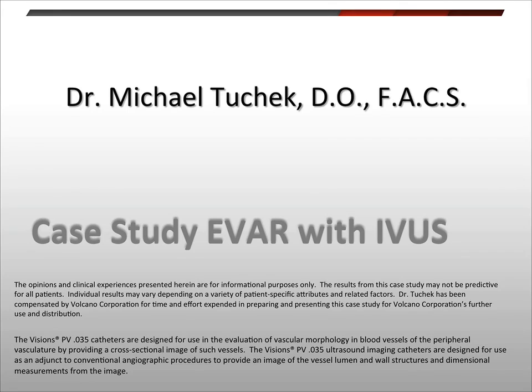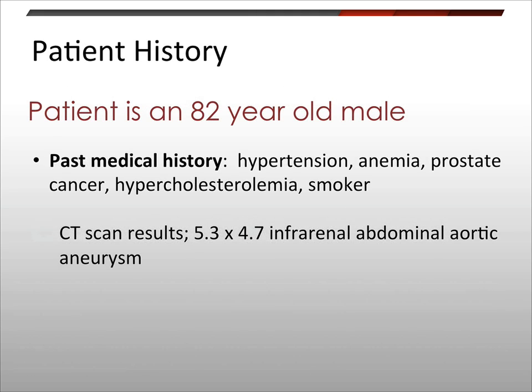I'd like to discuss a case using the Volcano intravascular ultrasound to do a typical endovascular stent graft for an abdominal aortic aneurysm. On the second slide, you can see that this patient is an 82-year-old male with hypertension, anemia, a history of prostate cancer, high cholesterol, and is an ongoing smoker. He has an aneurysm that is 5.3 by 4.7 centimeters.